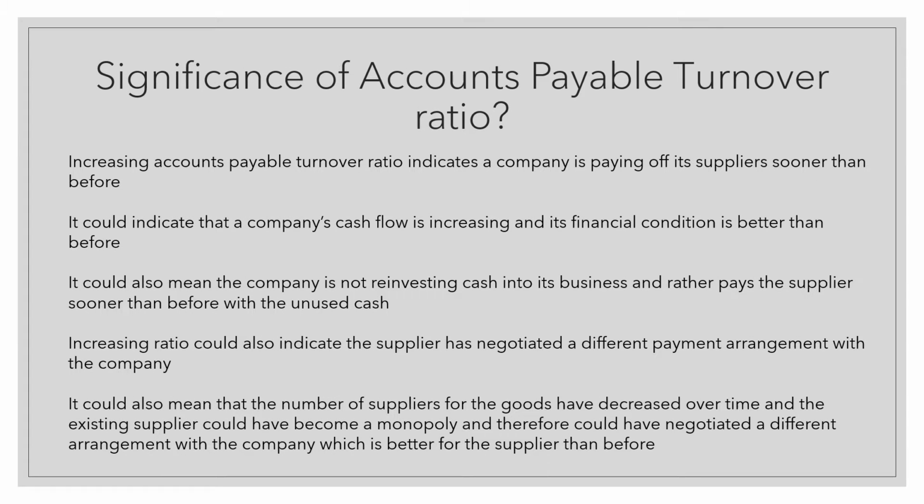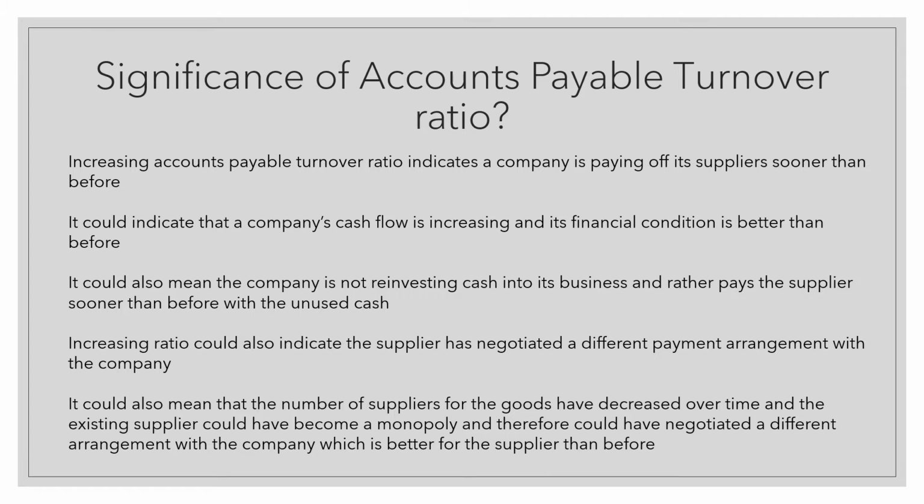An increasing accounts payable turnover ratio indicates a company is paying off its suppliers sooner than before. It could indicate that a company's cash flow is increasing and its financial condition is becoming better than before. It could also mean the company is not reinvesting its cash into its business and rather pays the supplier sooner than before with unused cash.